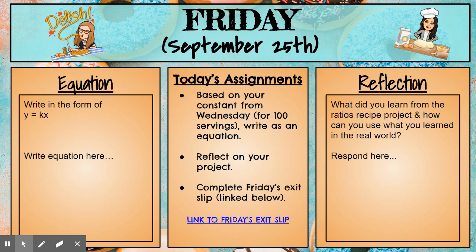For Friday, based on the constant they found on Wednesday for serving the 100 people, they're going to write an equation using that constant. To the left is where they will write their equation. And on the right, they are going to complete the reflection for the project. The reflection question is, what did you learn from the Ratios Recipe Project, and how can you use what you learned in the real world? They will enter their text where it says respond here, and then complete the exit slip, which is linked in the center in blue.